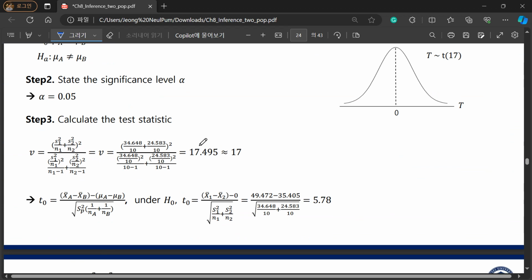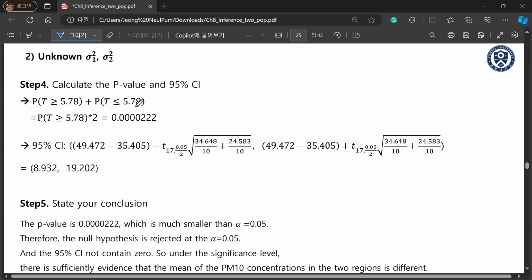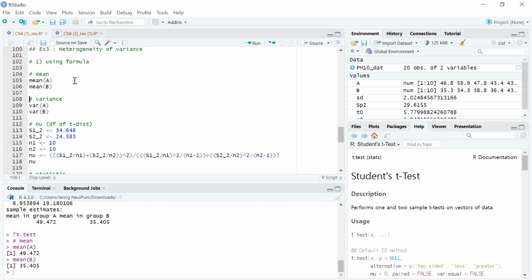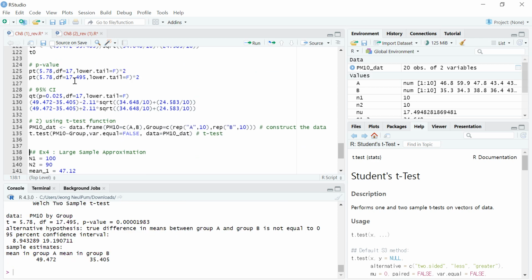And it says that our degrees of freedom in the t distribution is about this one, which is this one, because we have to deal with the natural number. And it says that the T0 test statistic is about 5.78, the p-value is much less than 0.05, and the confidence interval is like this one. And I got everything the same as the previous one.